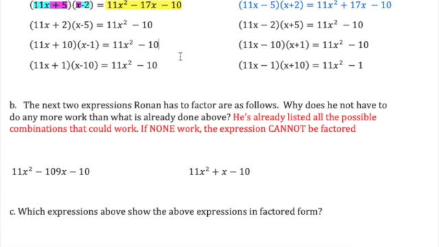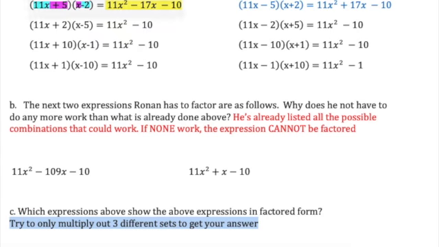So he's already got these combinations. Now we're going to find a combination that's going to get us this and get us this. So go ahead and try to find out which combination gets us the factored form of each of these. And I challenge you to do it. Try to only multiply out 3 different sets to get your answer. And I'll have you pause it to give it a try, and then I'll show you what I mean by that. Okay? So go ahead and pause.